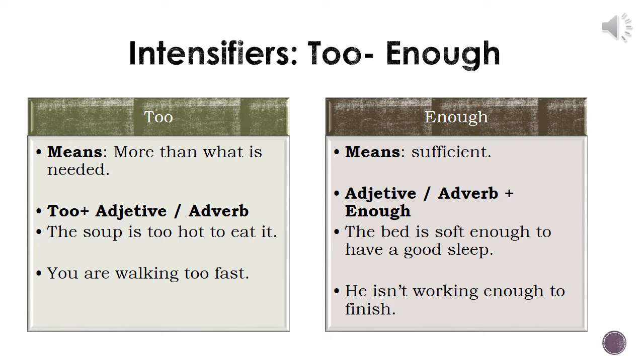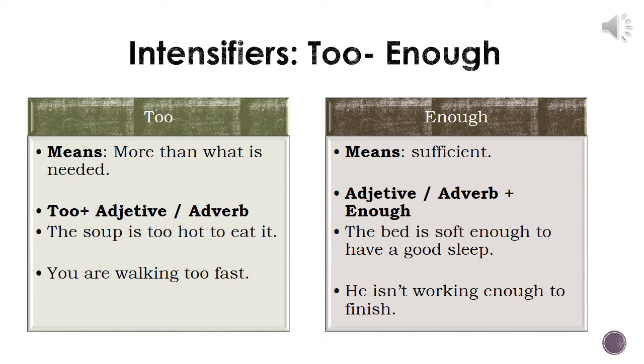Intensifiers: too and enough. Too means more than what is needed. Too significa demasiado, más de lo que necesitamos. Too plus an adjective. For example, the soup is too hot to eat it. And too plus adverb. You are walking too fast. So we use too before adjectives and adverbs.